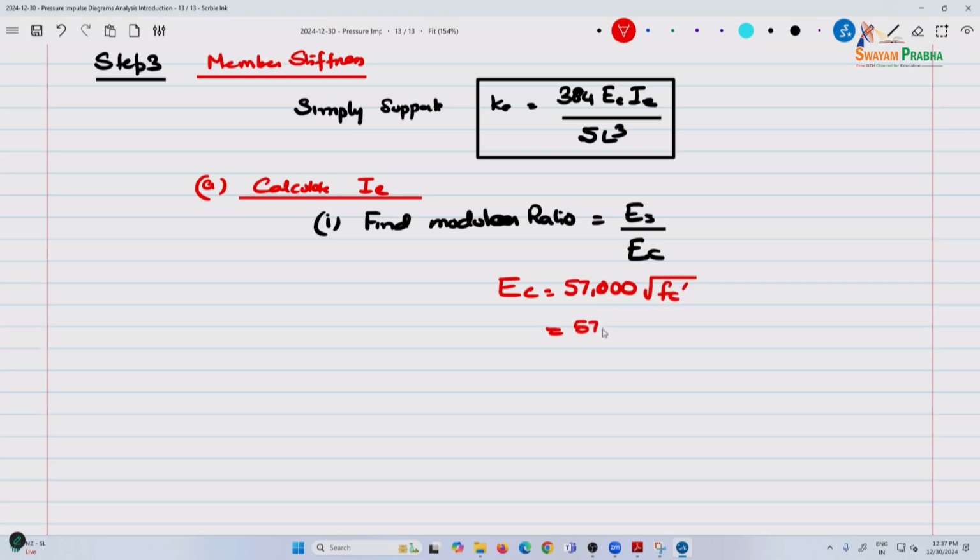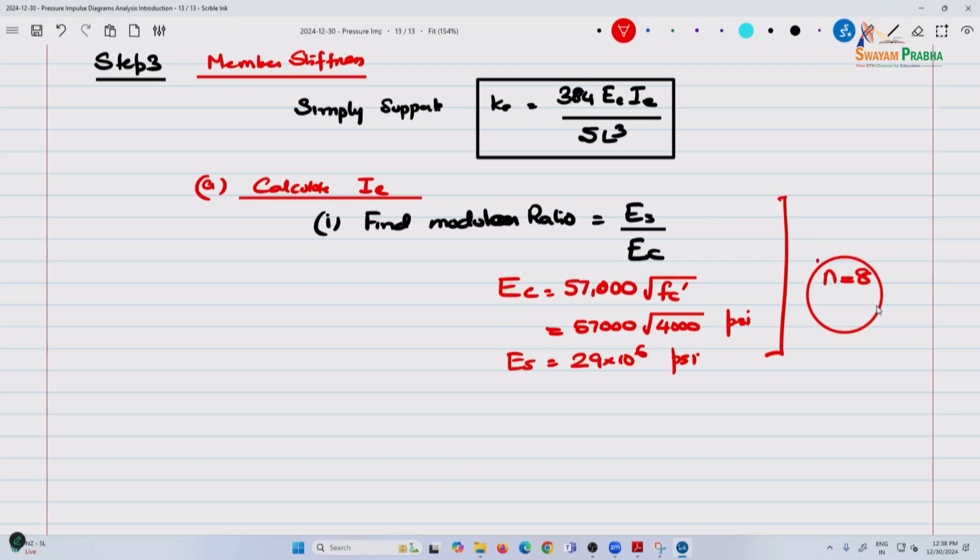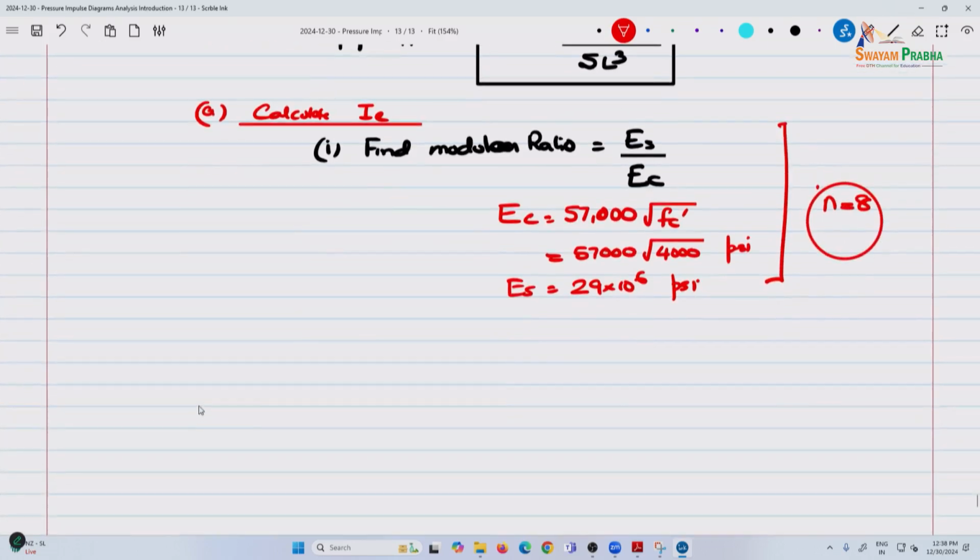So, you should be 57,000 multiplied by, here you can take 4000 itself, it is not going to make much of a difference, PSI, and E sub S is 29 times 10 to the power 6 PSI. Substituting in all of this, you get n is approximately 8. n can vary from 4 to 8 or 6 to 8 depending on the strength of concrete, steel, and so forth. So, that is the modular ratio.